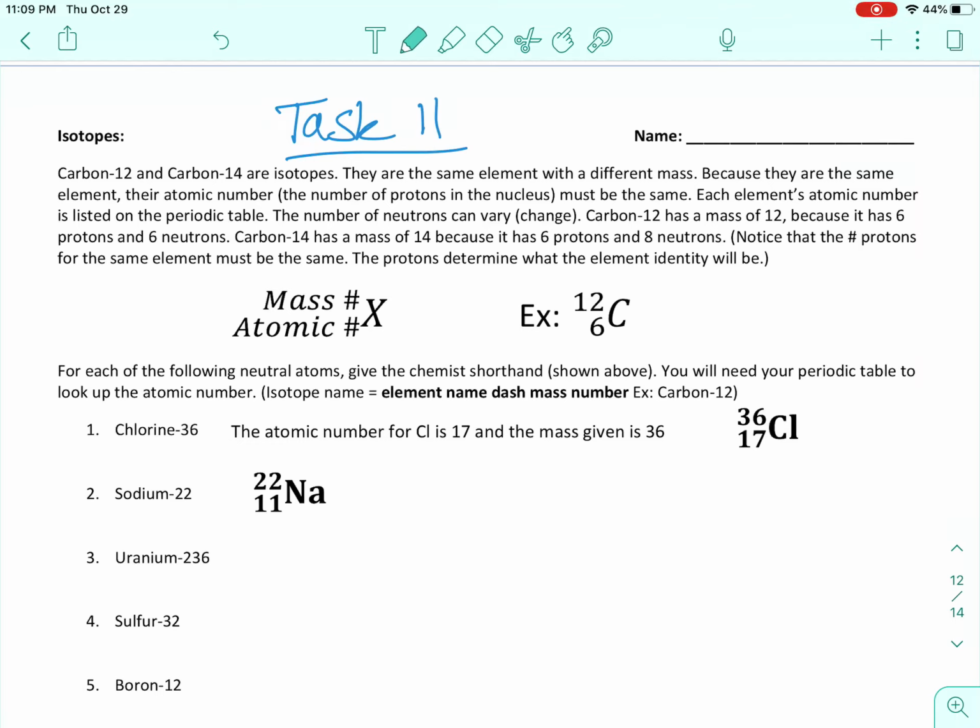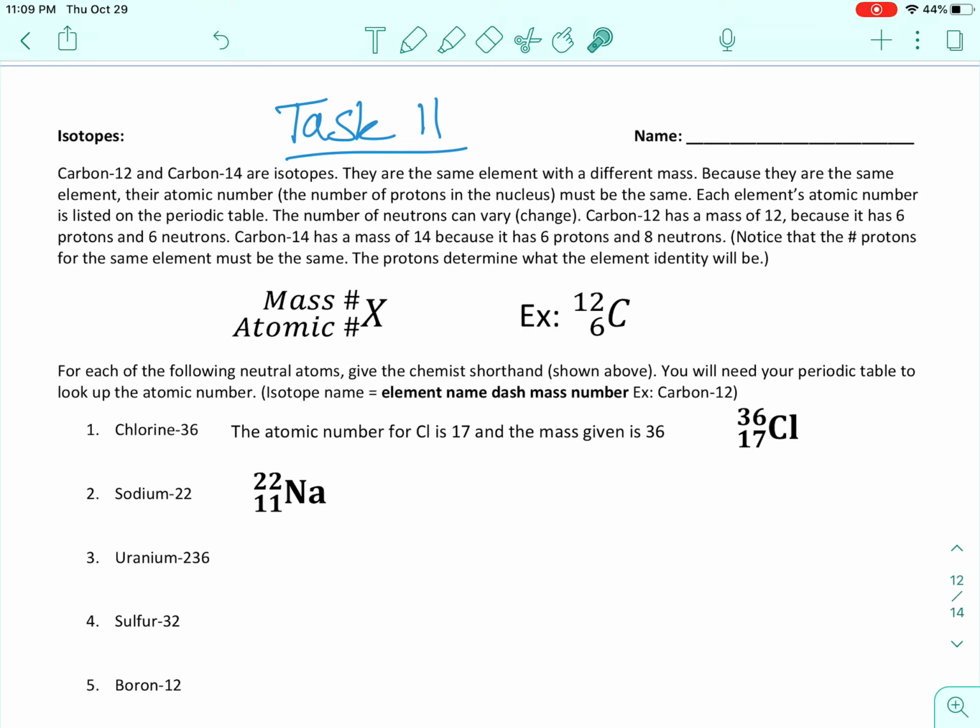This is Isotopes Practice number 2, or task 11 in Canvas. Carbon 12 and carbon 14 are isotopes. They are the same element with a different mass. Because they're the same element, their atomic number, or the number of protons in the nucleus, must be the same. Each element's atomic number is listed on the periodic table.